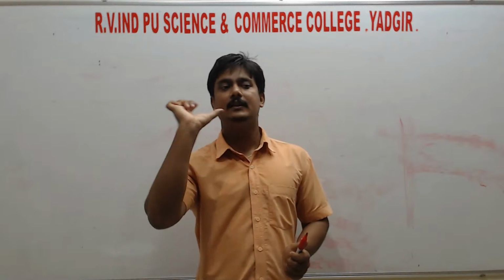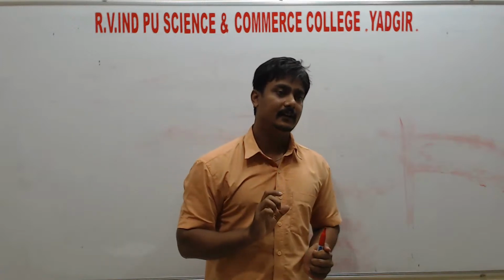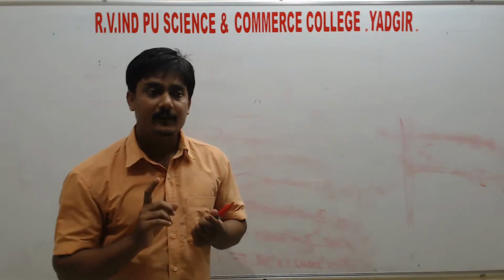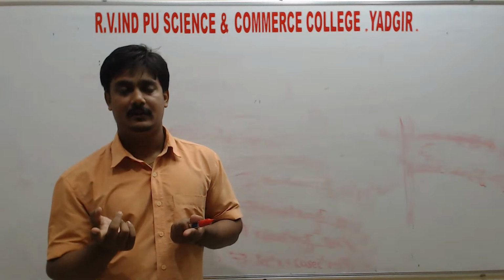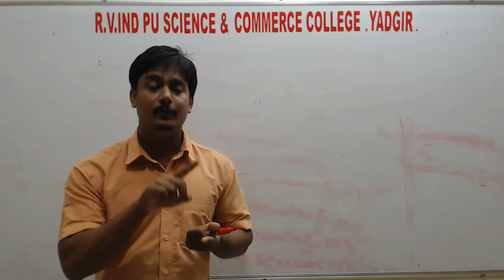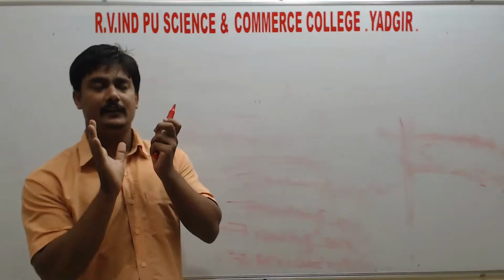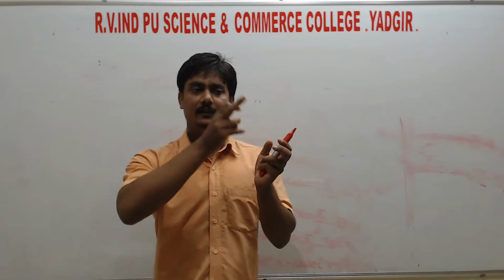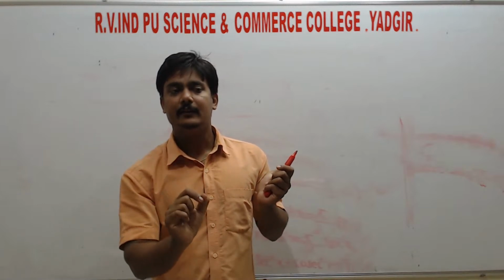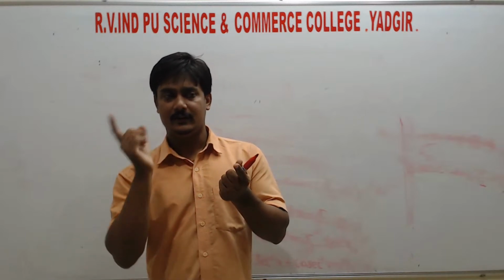Sine's co-function is cosine. If I ask you the co-function of cosine, remove co, what do we get? Sine. So sine and cosine functions are co-functions of one another. What is the co-function of tan? Cot. What is the co-function of cot? Tan. What is the co-function of sec? Cosec. What is the co-function of cosec? Sec. So we are now familiar. Sine and cosine are co-functions. Tan and cot are co-functions. Sec and cosec are co-functions.